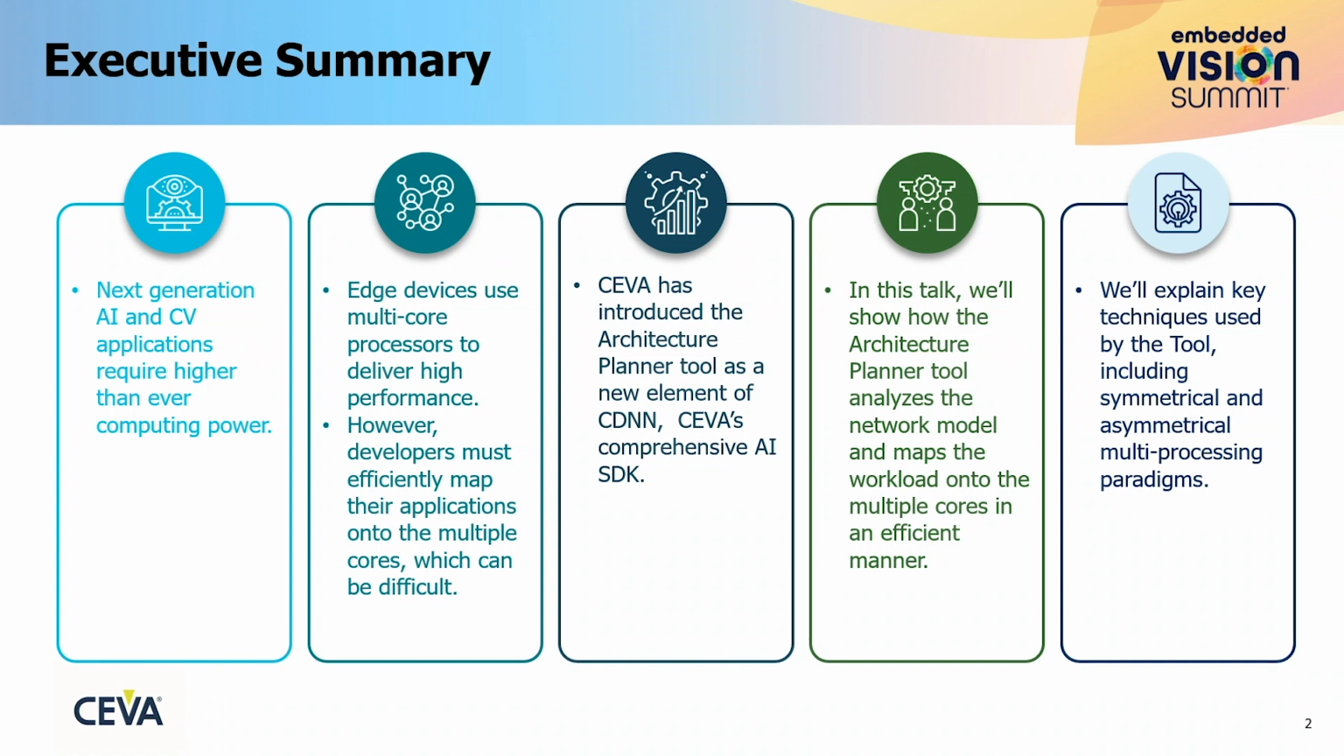The name of that new tool is the Architecture Planner. In this talk, I will show how the Architecture Planner tool analyzes the network model vis-a-vis some configuration parameters, such as the L1, L2 and DDR sizes, and decides on the best way to distribute the workload amongst the cores or the engines. I'll also show some demonstrations and simulation along with the results.